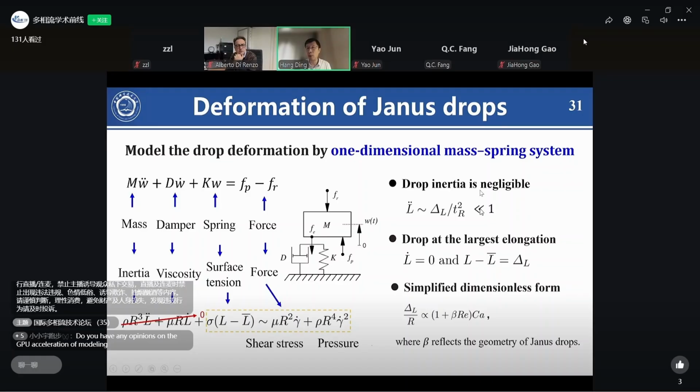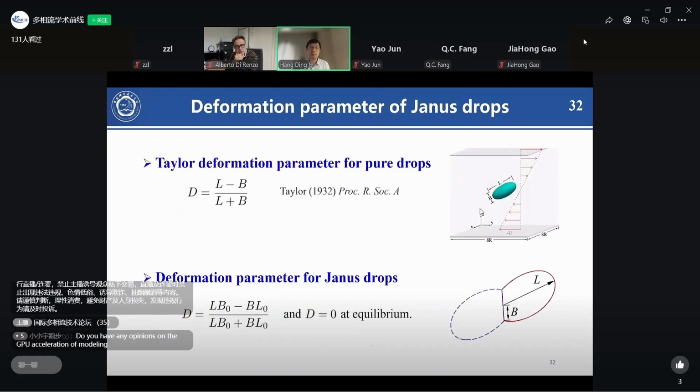For example, the droplet inertia is negligible because its acceleration is very small. And also, if the droplet is at the largest elongation, then we have L dot equals 0. Then L minus L bar is delta L. With this simplification, we have this linear relation here, as we show in the numerical results. That means this one-dimensional mass-spring system can well account for the linear deformation of this droplet when it has the largest elongation or the most compression case.